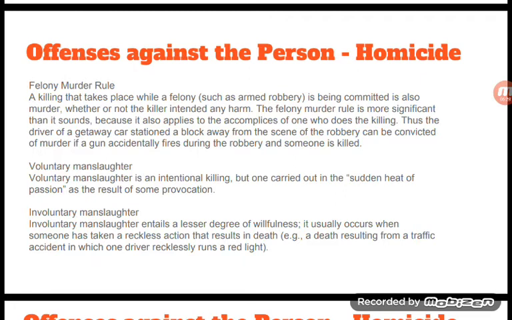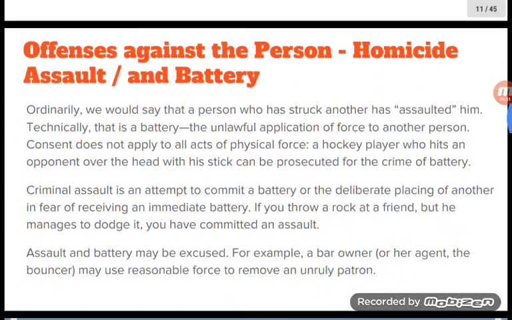Involuntary manslaughter, this is going to be one of the lesser degrees of willfulness, and this occurs where someone has taken on a reckless action that results in death. So typically this was an accident, a mistake, not thinking through your actions well and causing death as a result.